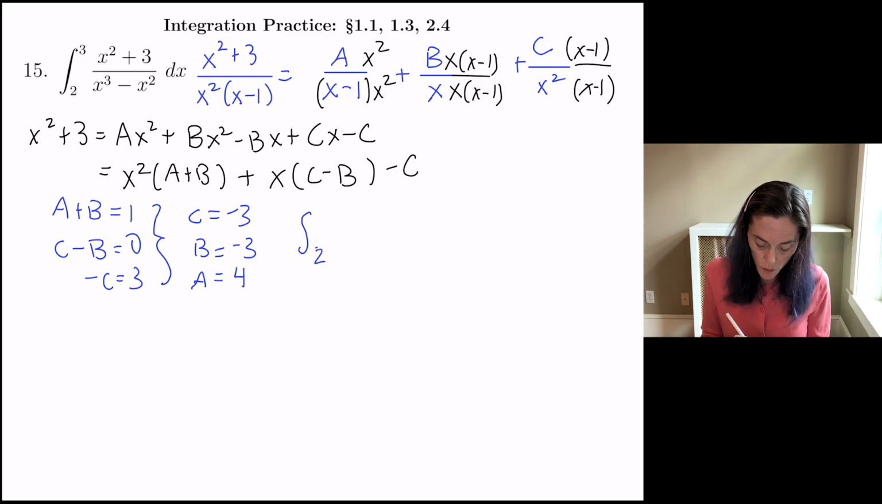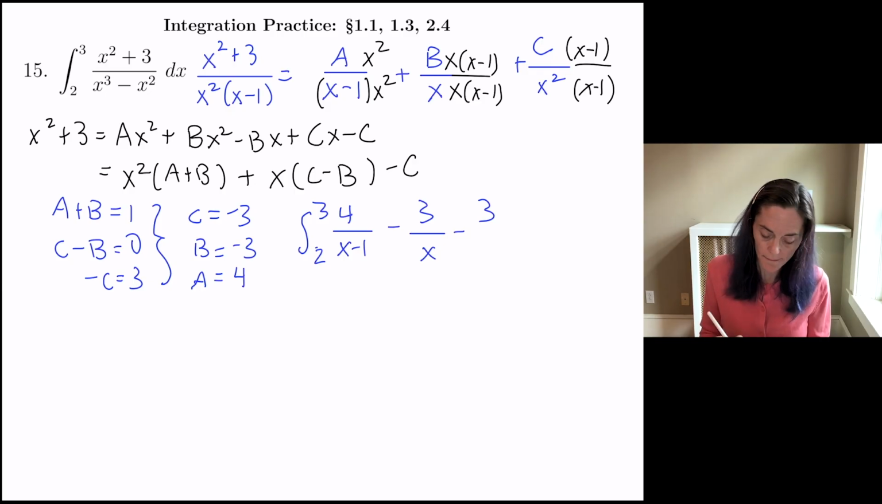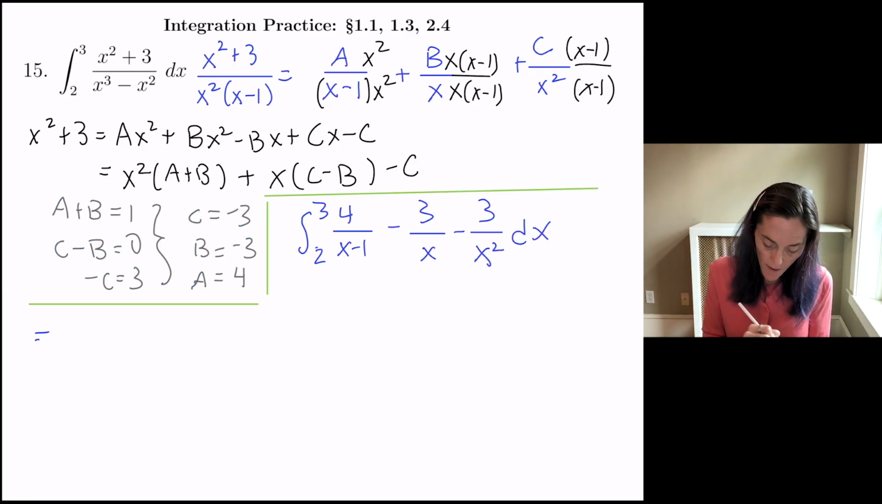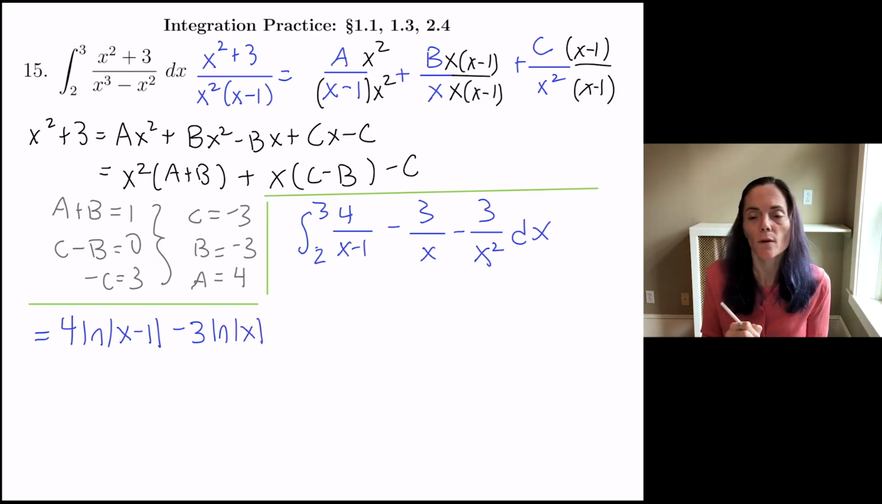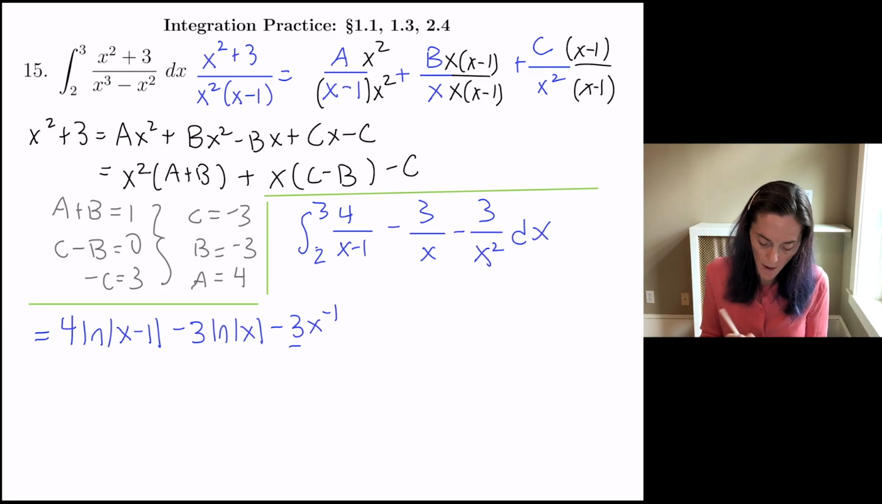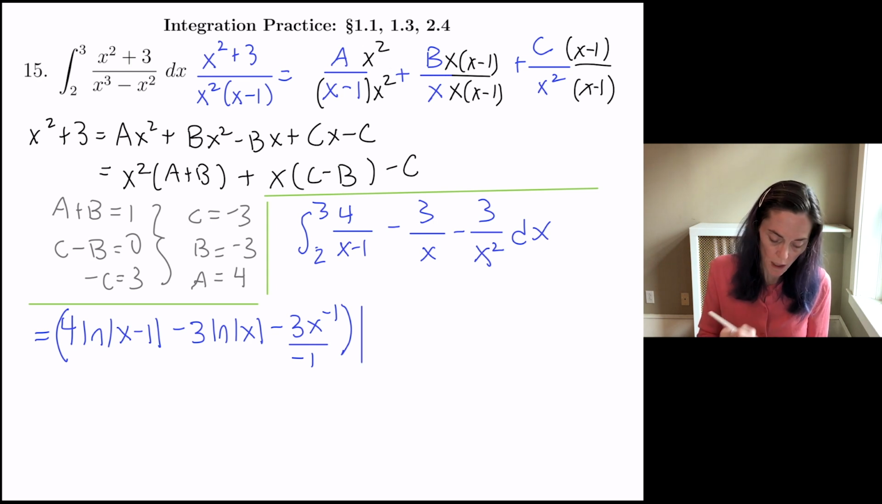We go from 2 to 3 of 4 over x minus 1 minus 3 over x minus 3 over x squared. All right, we have 4 ln absolute value x minus 1 minus 3 ln absolute value of x, and then we will have minus 3, we add a power, divide by the higher power. This is definite, and so we evaluate between 2 and 3. Next line.